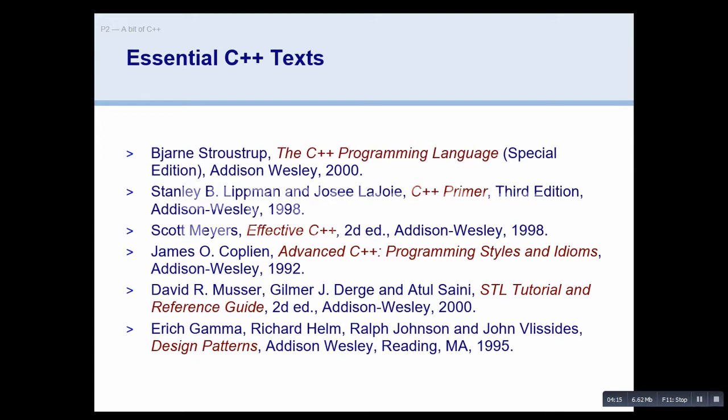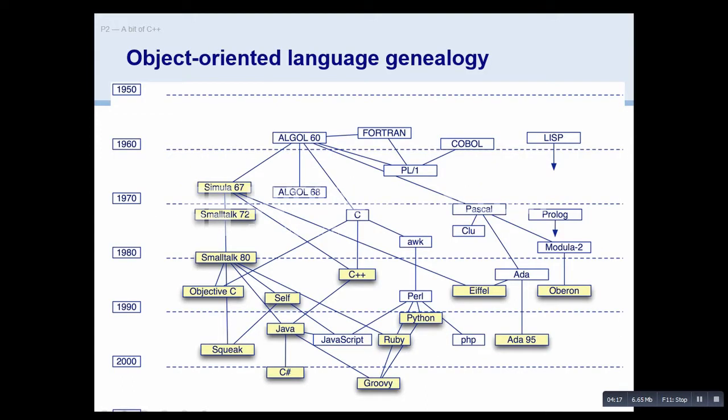Here is the object-oriented genealogy. Maybe you have not heard some of these names in your life if you are a beginner. But sometimes you hear these names: Java, JavaScript, Ruby, Python, C++, C. These are high-level languages.